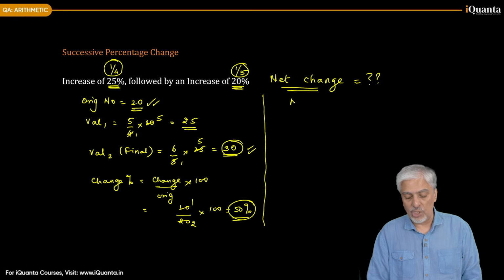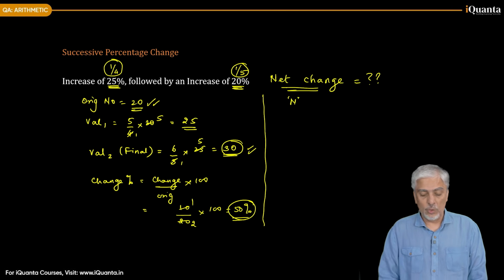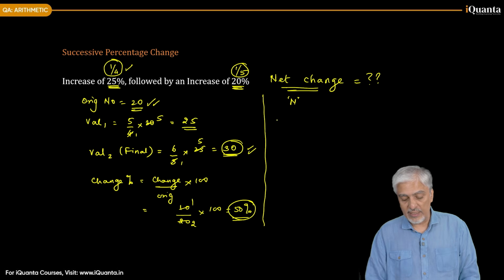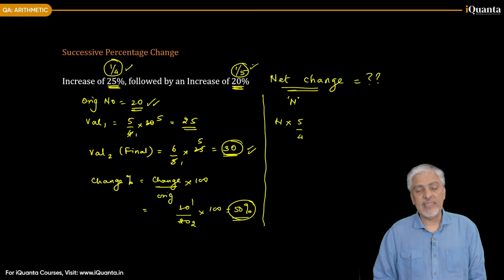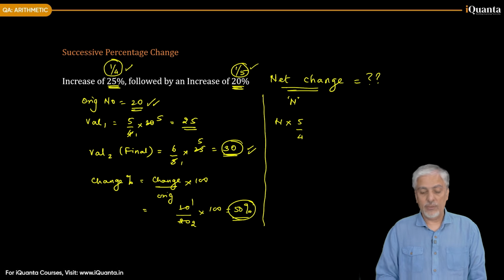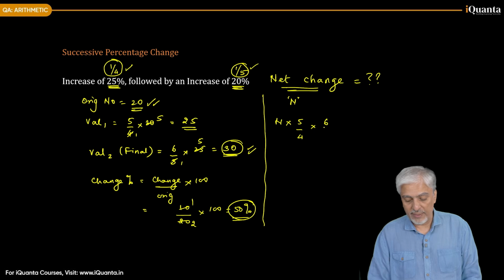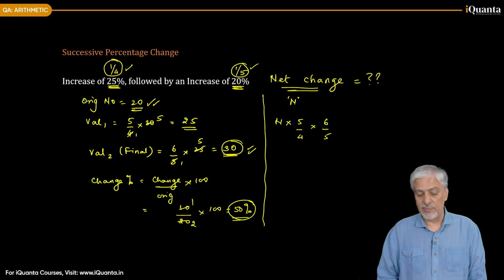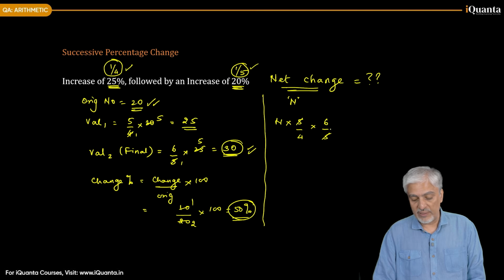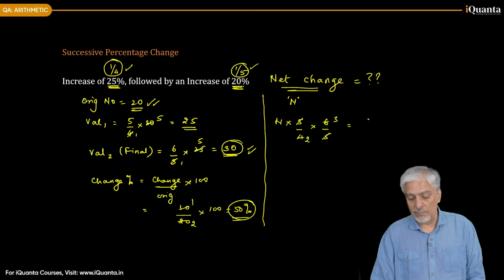Suppose you assume the original number to be n. What is the first increase? 1 by 4. We have already said when something increases by 1 by 4, it becomes 5 by 4. And the second time it is increasing by 1 by 5, which means it will become 6 by 5. Okay, pay attention very carefully to this method. Over here, 5 5 will cut. 2 3s are, 2 2s are will cut. So the new number becomes 3 by 2 n.